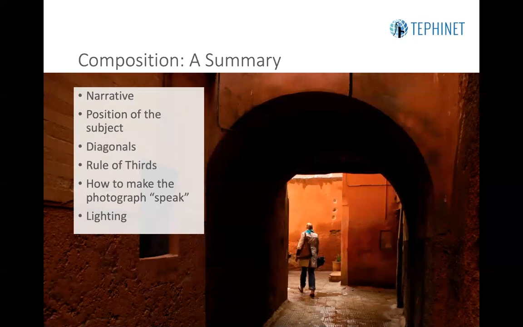And then you have all of these various ways to make more compelling images that tell more effective stories, thinking about diagonals, the rule of thirds, or the various ways with interaction and eye contact to make photographs speak, and then thinking about controlling the lighting and the position of the photographer in relation to the subject as a way of shaping the meaning of the photograph.